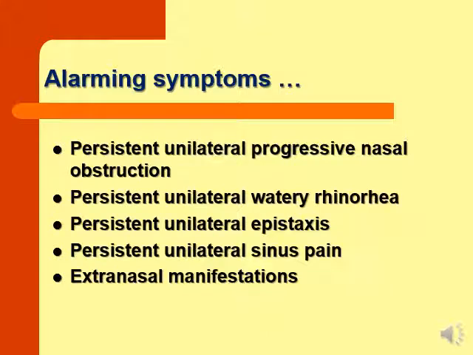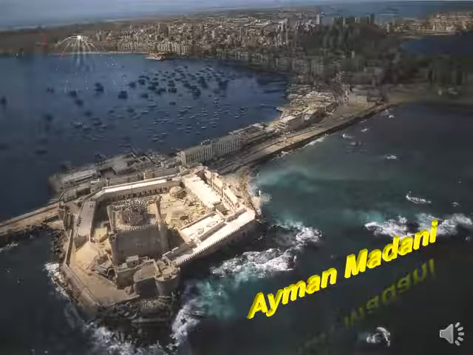What about the alarming symptoms when we look at a nasal mass? If we have a persistent unilateral, very important, unilaterality and the persistence of the symptoms: persistent unilateral nasal obstruction, persistent unilateral watery rhinorrhea, persistent unilateral epistaxis, sinus pain, or extranasal manifestation, which represents malignancies. Thank you very much, colleagues.